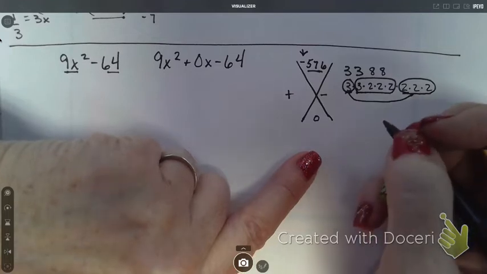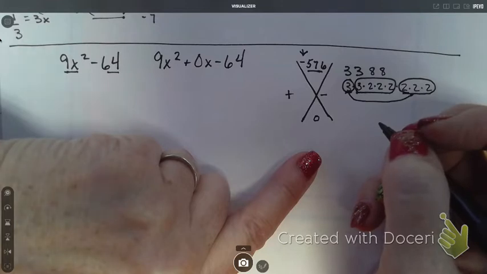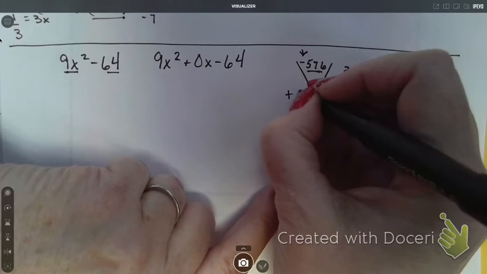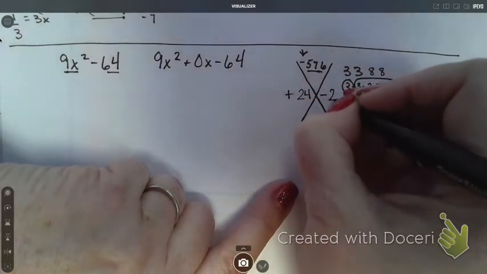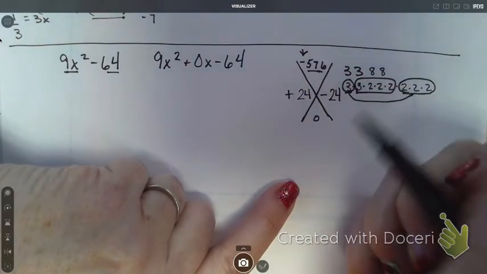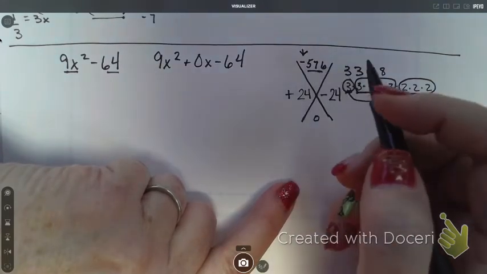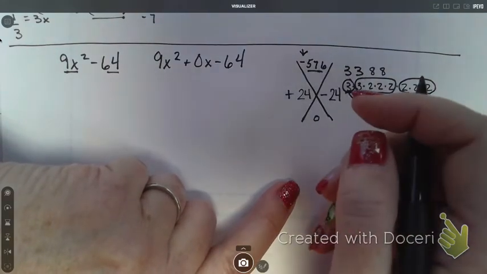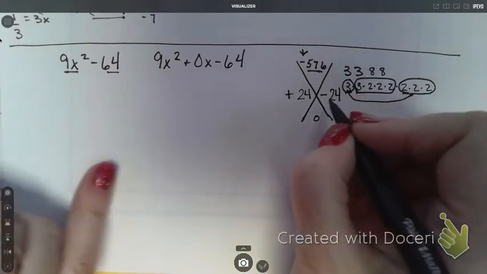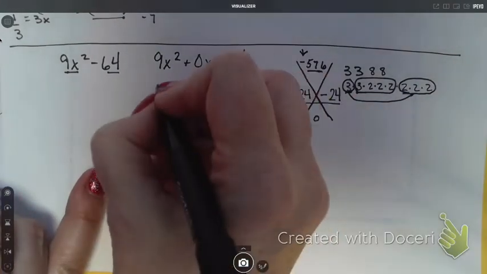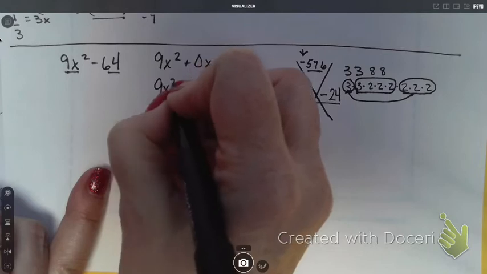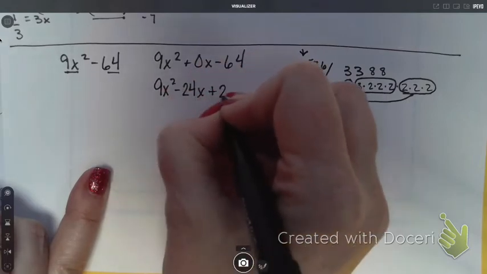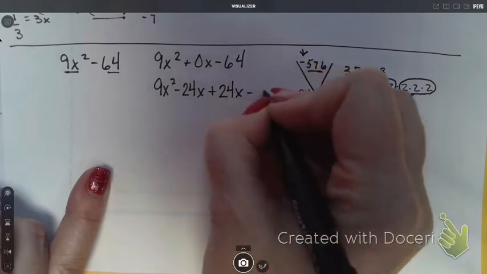Times 3 is what? 24. I said that. You said negative 4. Oh. It didn't sound like it. So, 24. And if you remembered anything from geometry, you should have remembered that 24 squared is 576. Shucks. So now I put these in, right? So 9x squared minus 24x plus 24x minus 64.